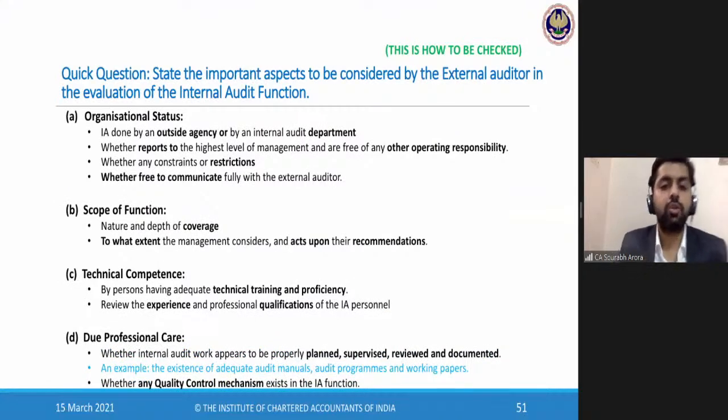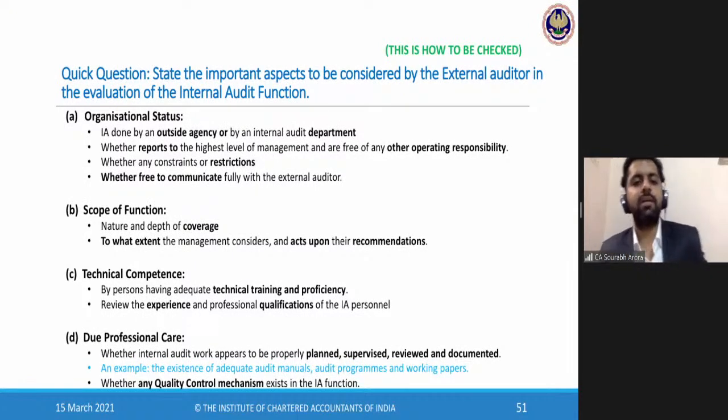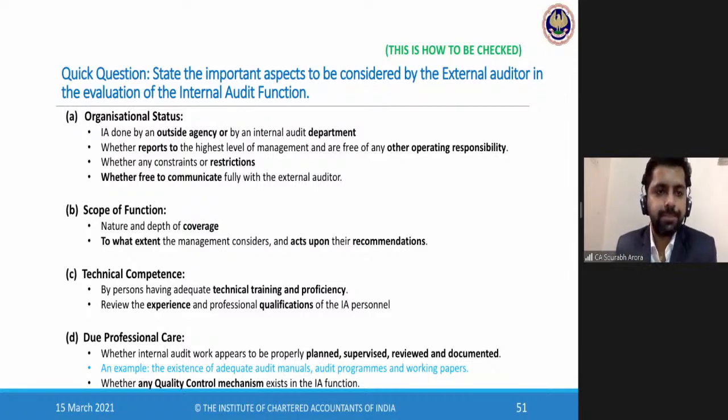Organizational status. To check the organization status, please determine whether internal audit is being done by an outside agency or by an internal audit department. Whether the internal audit department reports to the highest level of management and is free of any other operating responsibilities. This is what we have earlier discussed as well, whether the maker and checker concept is being followed, whether there are any constraints or restrictions on their functions, and whether they are free to communicate fully with the external auditor. Second is scope of function, nature and depth of coverage, and to what extent management acts upon their recommendations. So this actually gives the respect to the internal auditor, whether they are in the company, whether they are part of the management, or whether they are outside agencies.